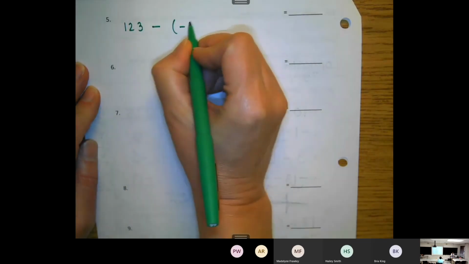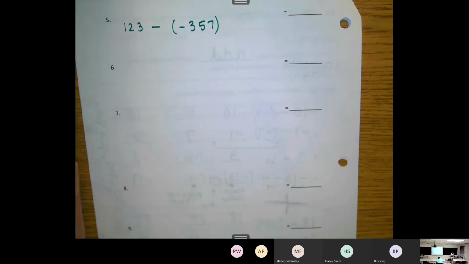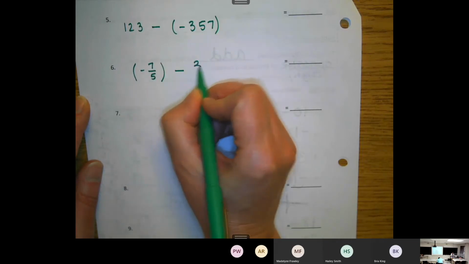So let's flip the page over and let's start with 123 minus negative 357. I've got number 6 with fractions filled in and ready for you.